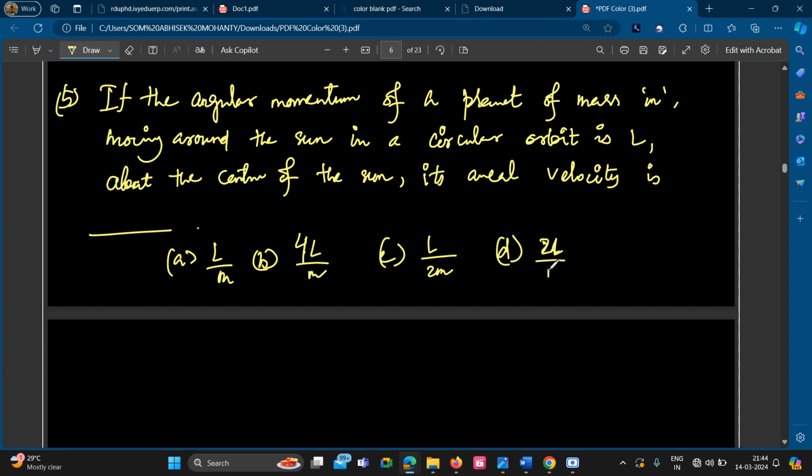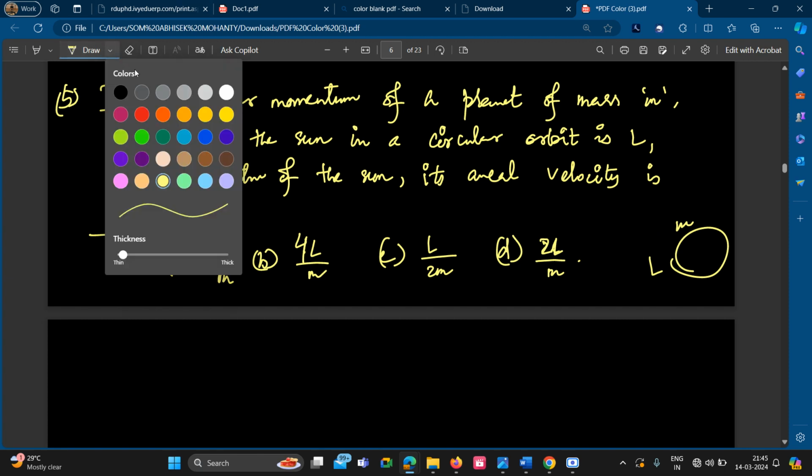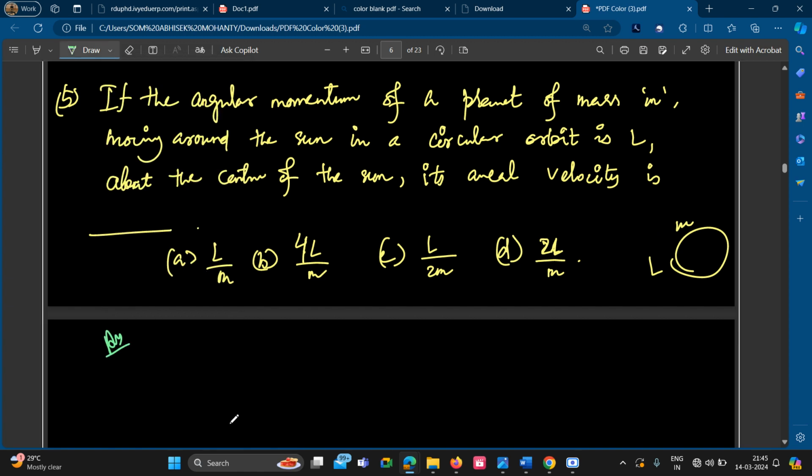So these are the options. Please try this question. If the angular momentum of a planet of mass m is L about the center of the sun, and it is moving around the center of the sun, its areal velocity is. Okay, please try. Just think about it a bit. Pause the video and try.